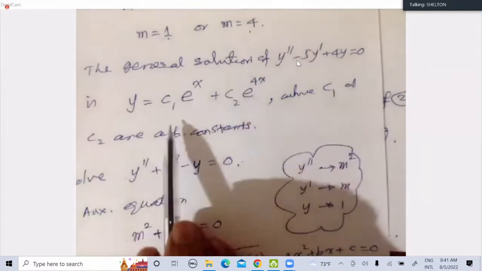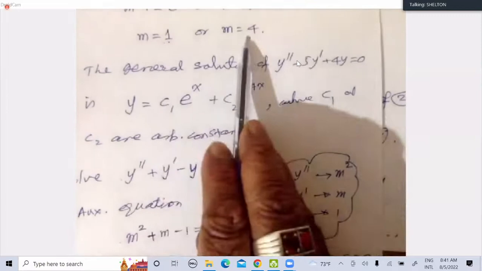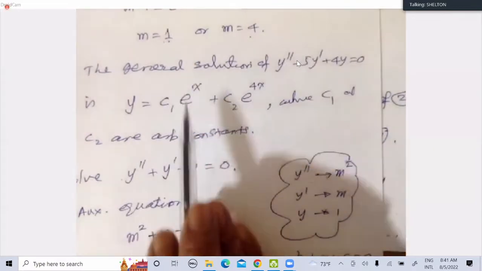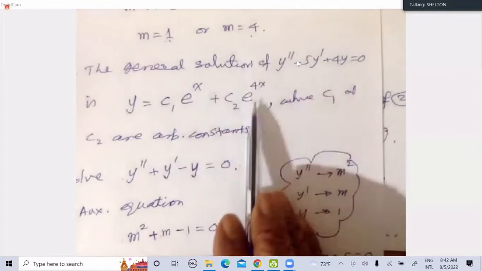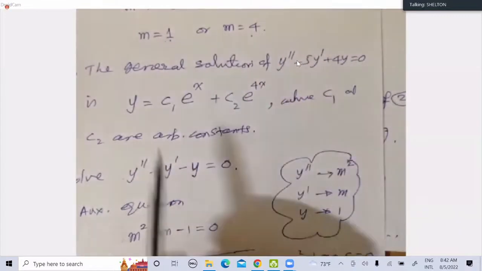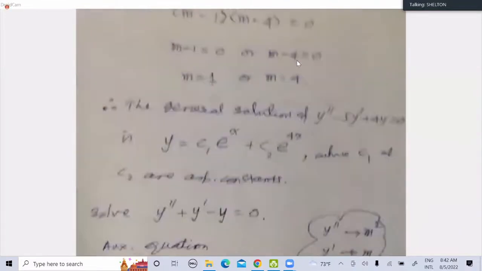But when the auxiliary equation has two distinct roots, we can always get two linearly independent solutions, e to the x, e to the 4x for this example. So the general solution is this.